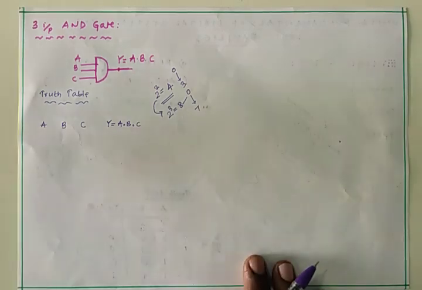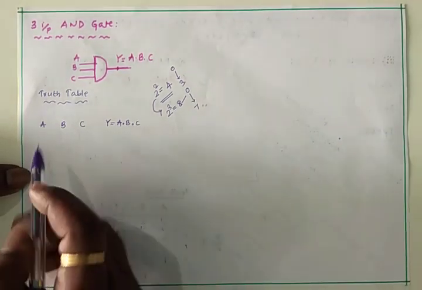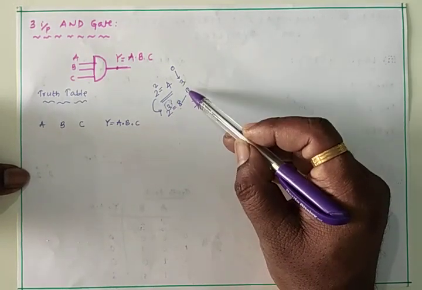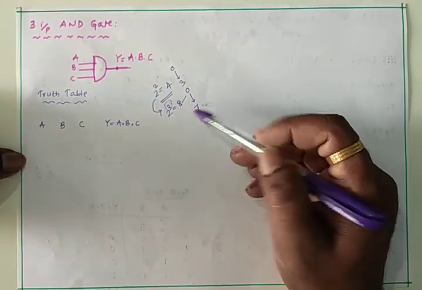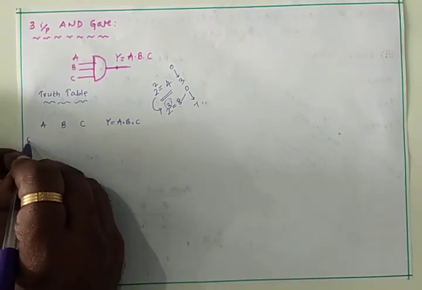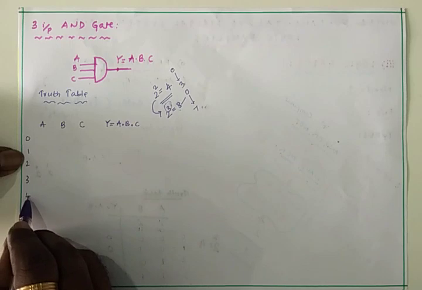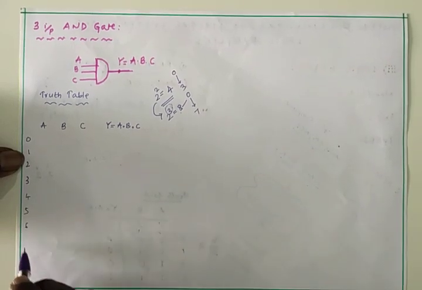So now I am going with the combinations. How many combinations can we get? If the number of inputs is 3, we can get 8 combinations, from 0 to 7. So write 0, 1, 2, 3, 4, 5, 6, 7.